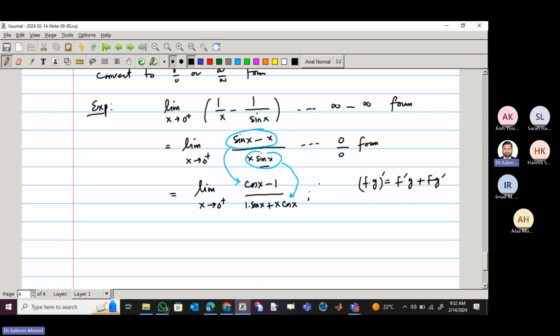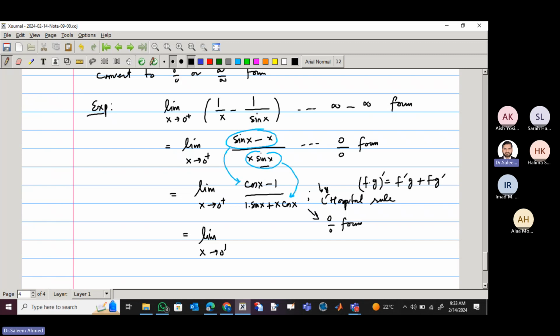So this is using L'Hopital's rule. So we use L'Hopital's rule. Now see what is the answer. Now if I take the limit, cos 0 is 1. So 1 minus 1 is 0, and sine 0 is 0. So it is still 0 by 0 form. If it is still 0 by 0, I can use L'Hopital's rule again.